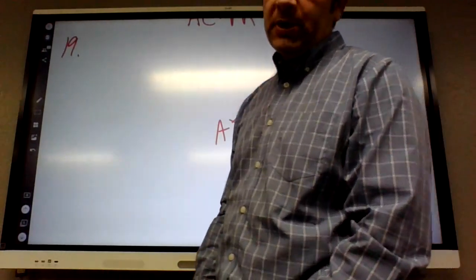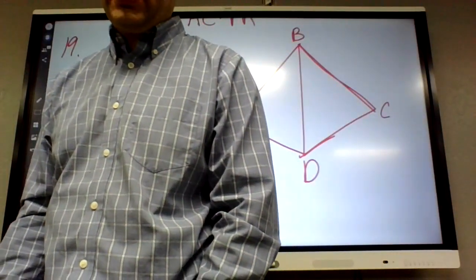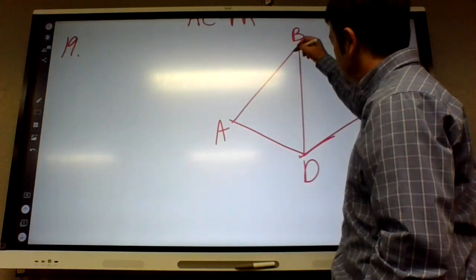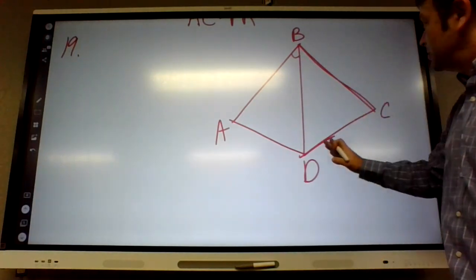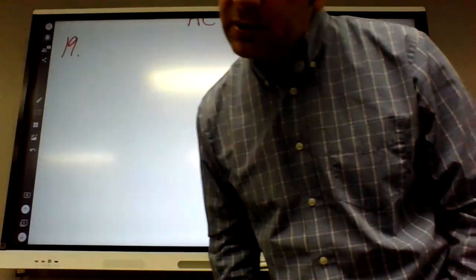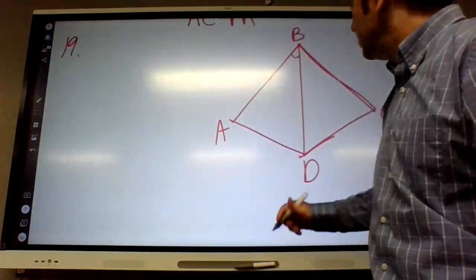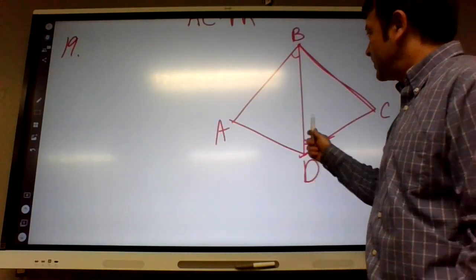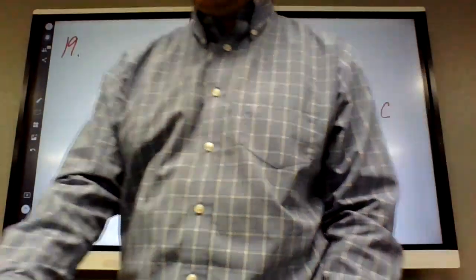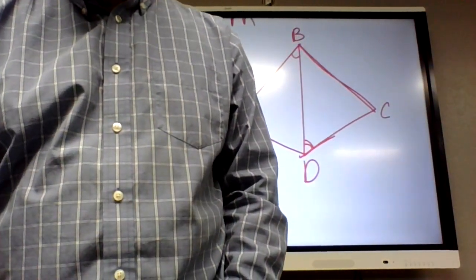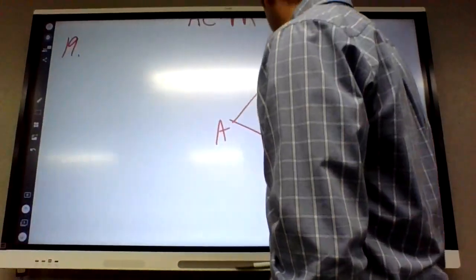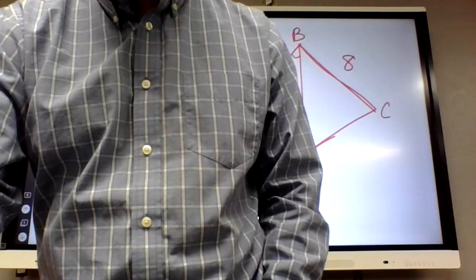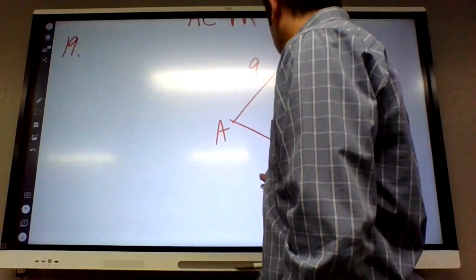Okay, number 19 says compare angle ABD and BDC. So ABD, that'd be this one right there, and BDC, that's this one down. So we're supposed to figure out who's bigger or if they're equal. AB is 9, BC is 8. AD is 6, DC is 9.